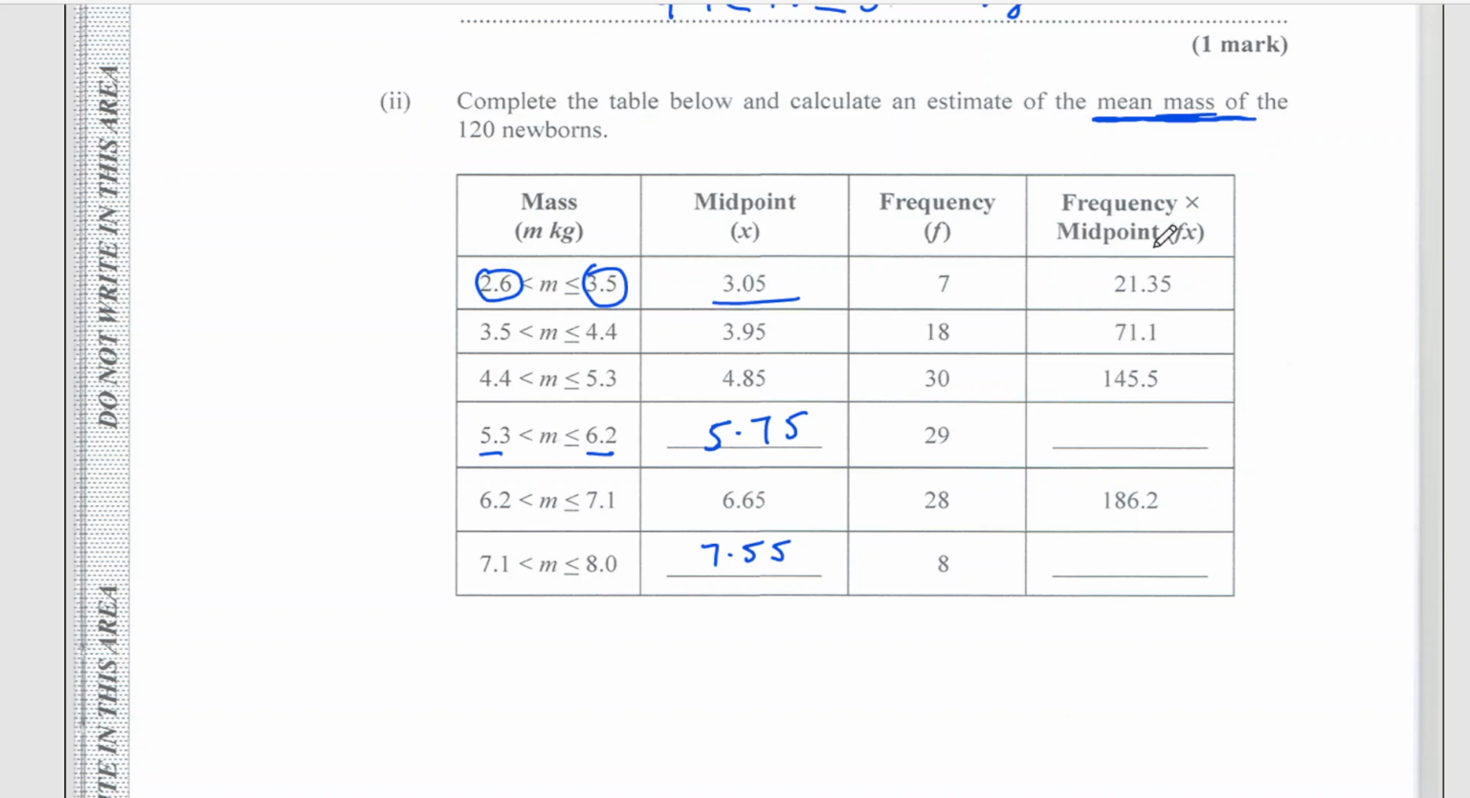And then now, remember to fill out this missing information here. This is your frequency times your midpoint. So this is your midpoint, multiplied by your frequency. So you multiply these two numbers, you multiply these two numbers. 5.75 by 29 is 166.75.